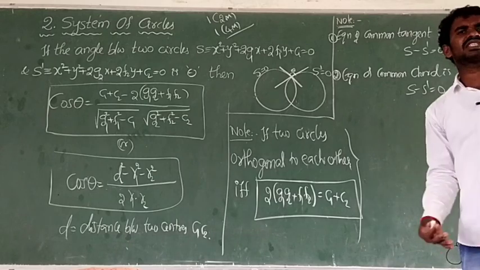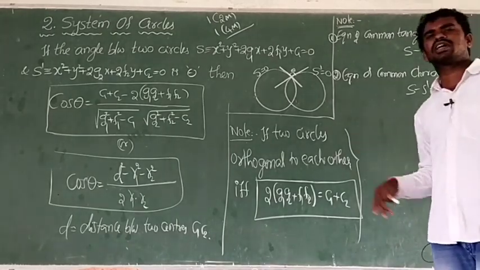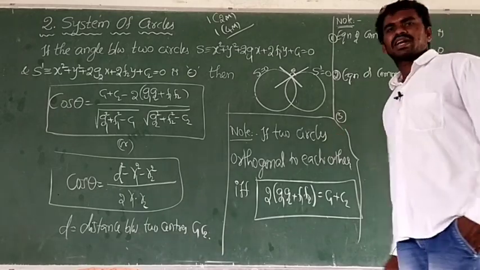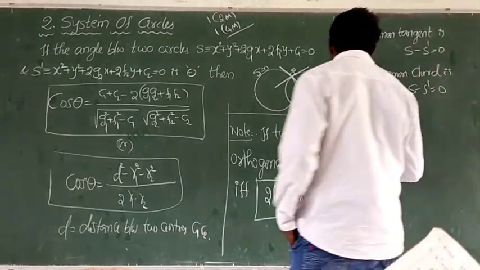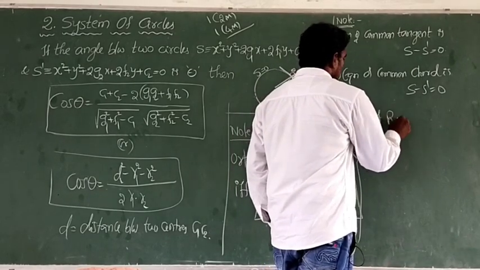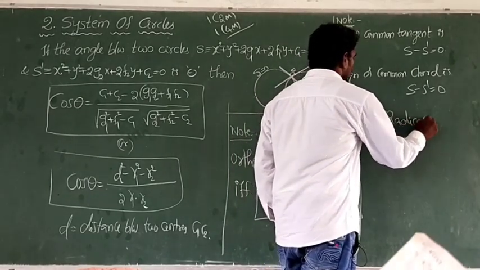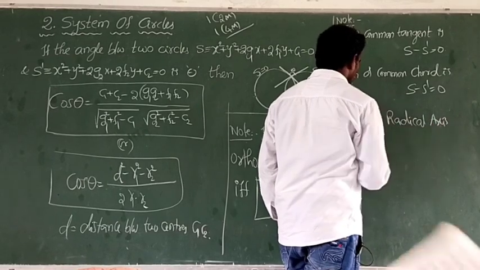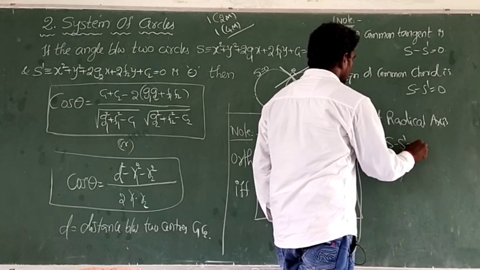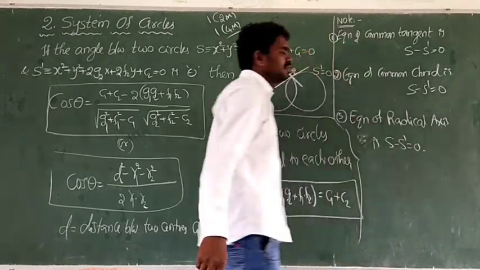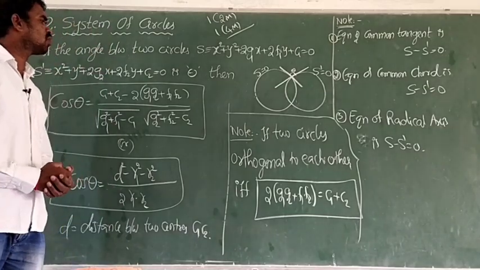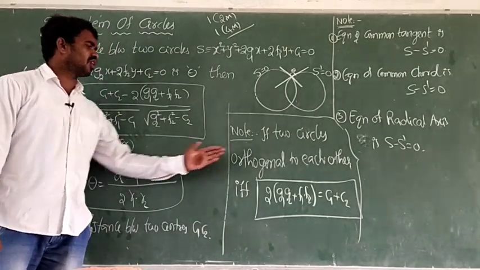Very simple, subtract one circle from another circle, we get the common chord equation or common tangent equation or radical axis. Okay, so equation of radical axis of two circles is s minus s dash equal 0. So these 3 are very most important key points, but most probably the most important concepts are these 2 formulas.